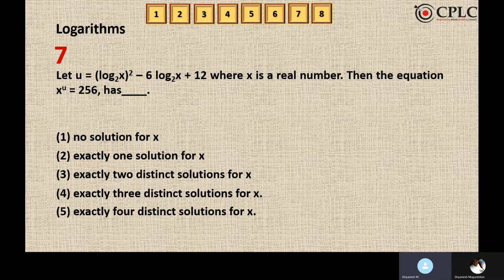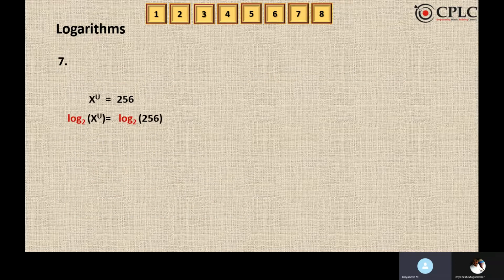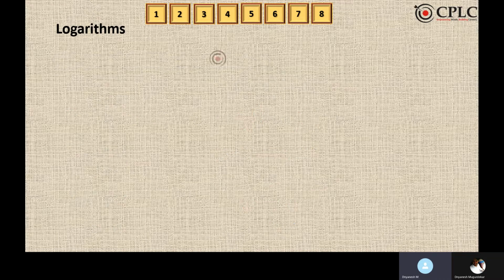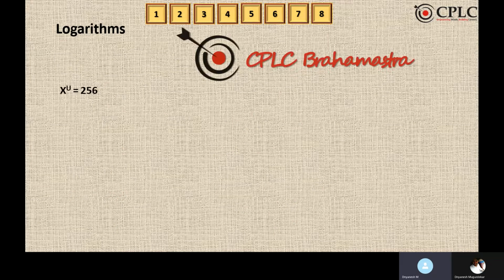So for this one, there are two approaches. Either you actually solve this and get the answer, or there's a smarter way, which I'm more interested in discussing. So you begin with the second equation, that is x raised to u is equal to 256. And when you begin with that equation, try and figure out such values of x and u which will satisfy this relation.